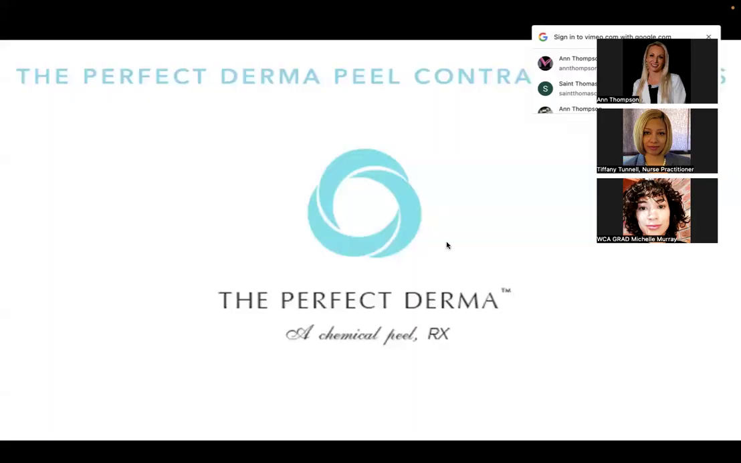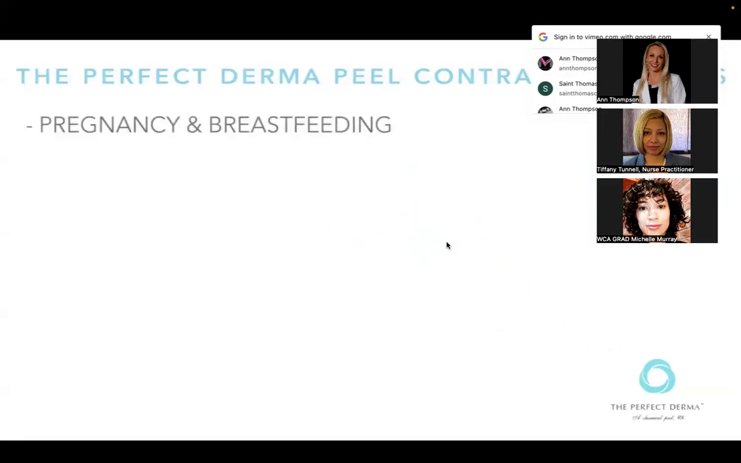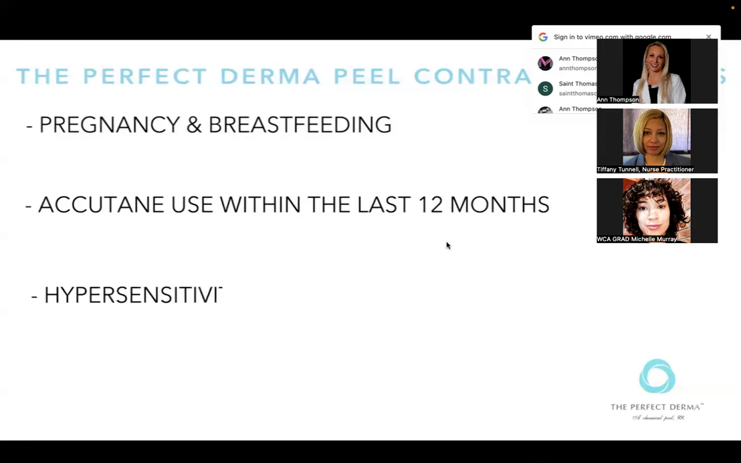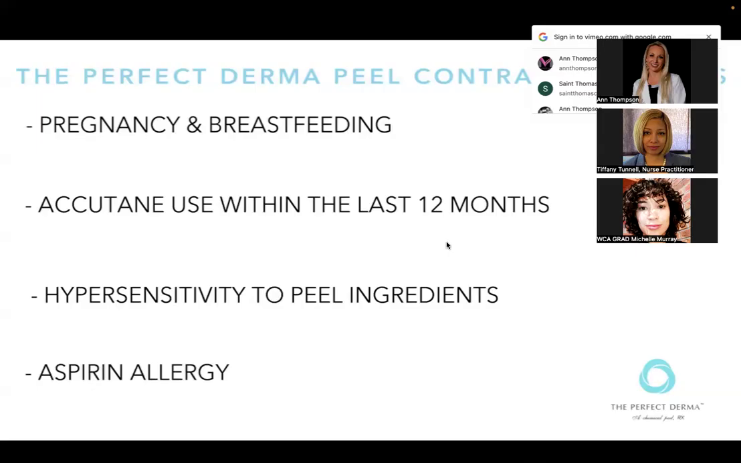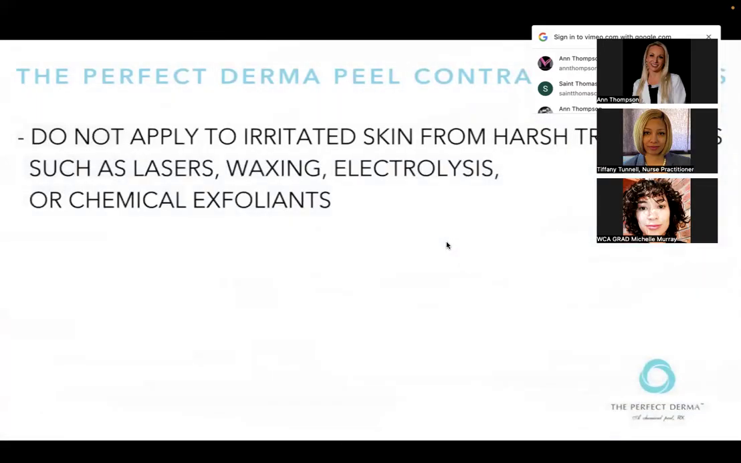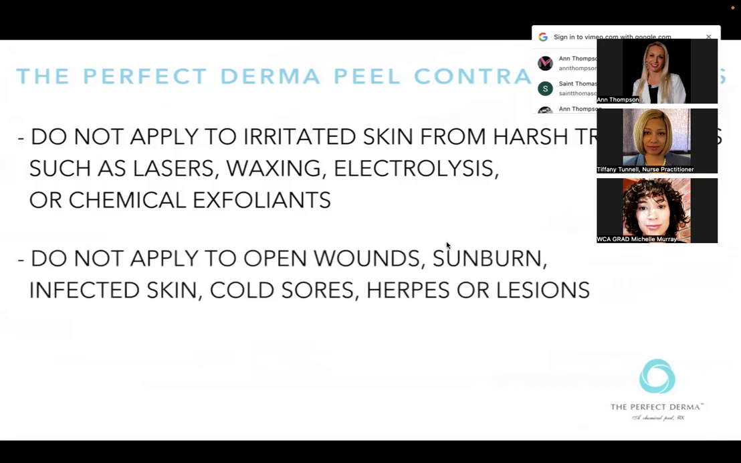Prior to the application of the Perfect Derma Peel, it's important to go over the contraindications with your patients. Contraindications include pregnancy, breastfeeding, Accutane use within the last 12 months, hypersensitivity to any of the peel ingredients, or aspirin allergy. Do not apply to skin that is still irritated from any harsh treatments such as lasers, waxing, electrolysis, or chemical exfoliants. Do not apply to open wounds, sunburn, infected skin, cold sores, herpes, or lesions.